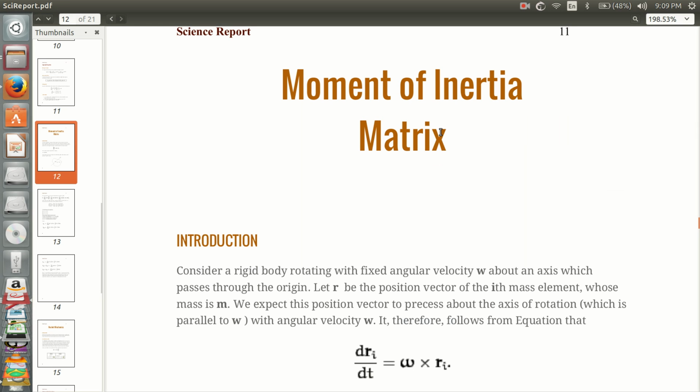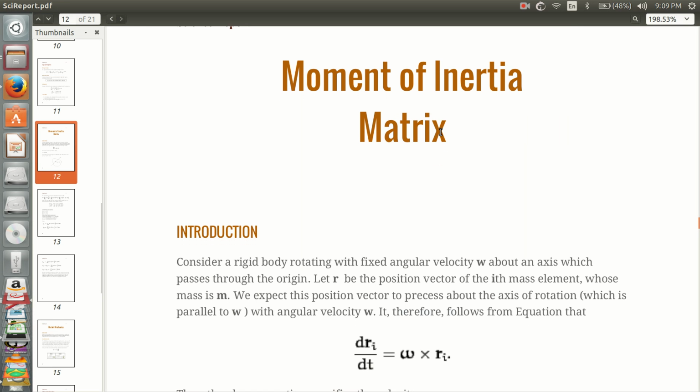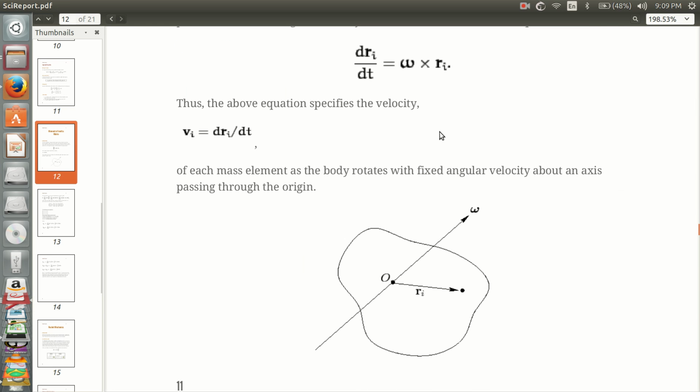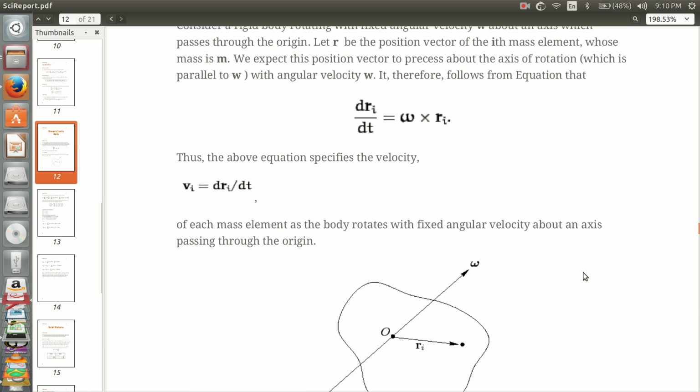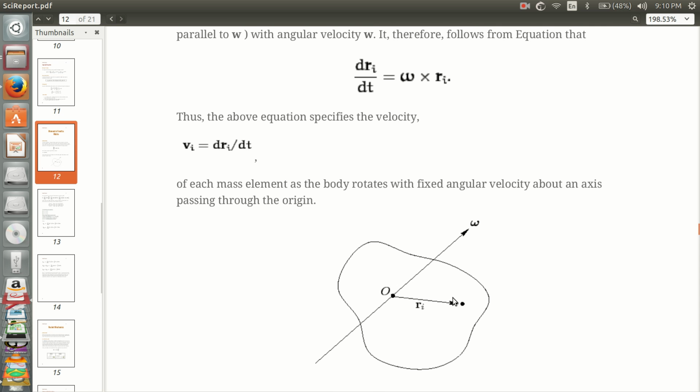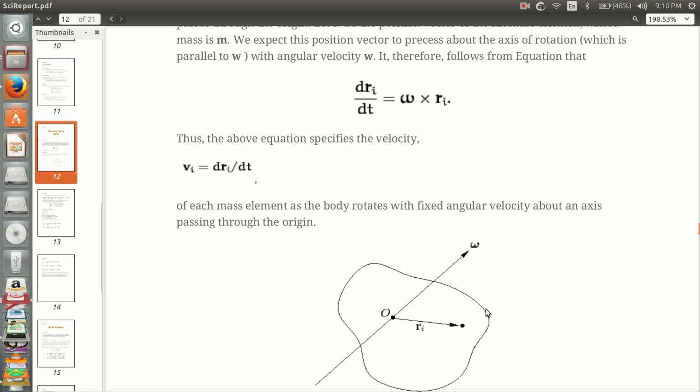So now, starting with the moment of inertia matrix, let's first consider a rigid body, and O as the origin. ri is the position vector of the ith particle of mass dm, and omega is our angular velocity. Considering the axis of rotation parallel to omega, we'll find dri/dt. So dri/dt is given by the equation dri/dt = omega × ri.